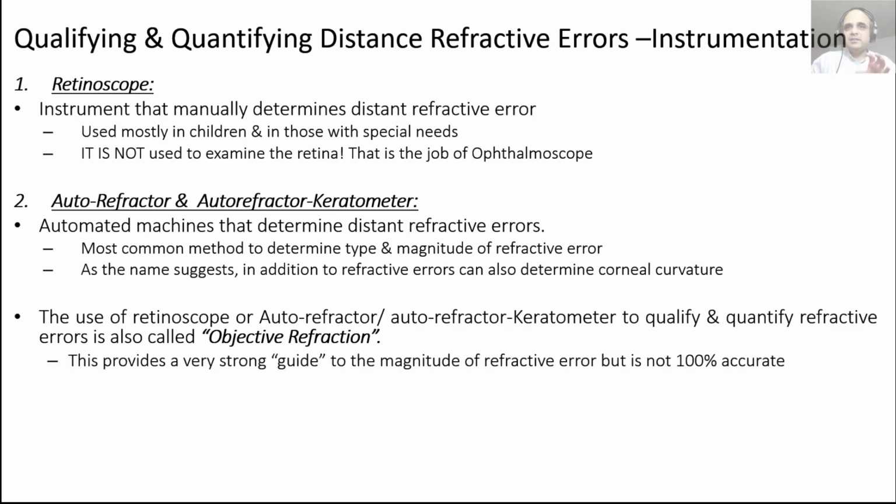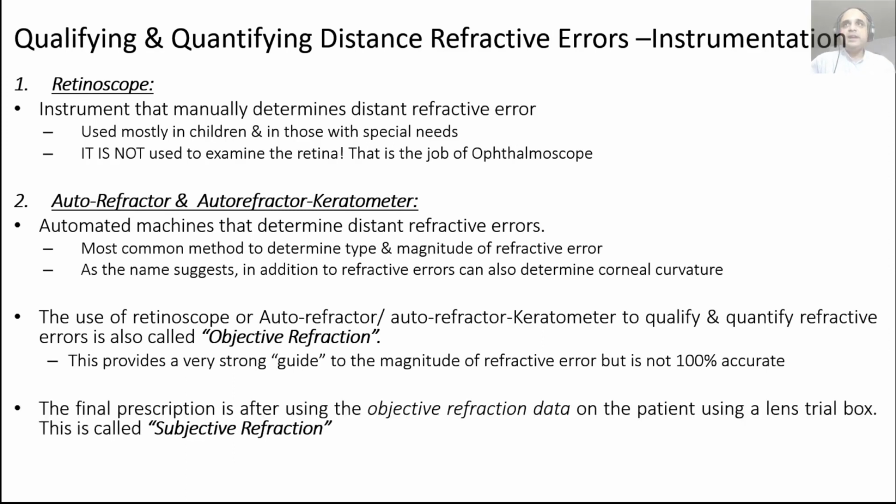However, irrespective of how good your instrument is, this is just a guide. These numbers are not 100% accurate. In order to fine-tune this and to come up with a final prescription, we use something called the trial box. I'll show you these pictures just in a second. And that is called subjective refraction. So you do objective refraction, you use a trial box, do subjective refraction, and then hand over the prescription card to a patient. Don't skip it.